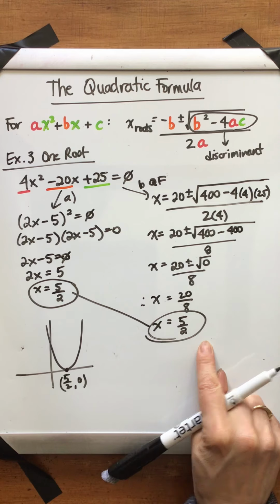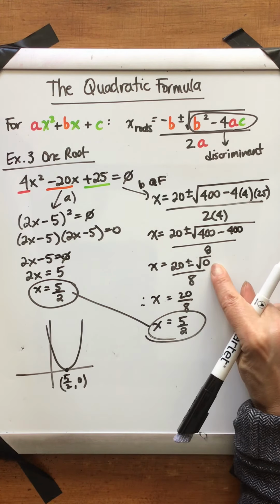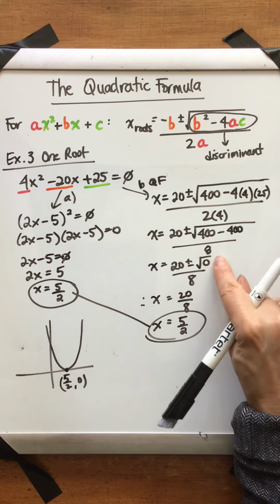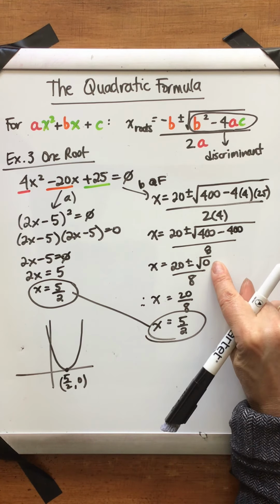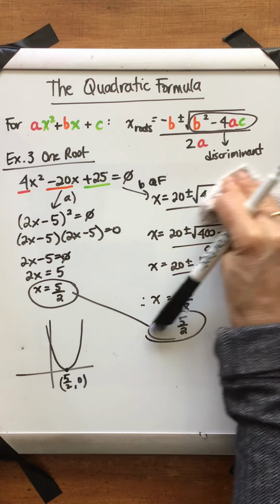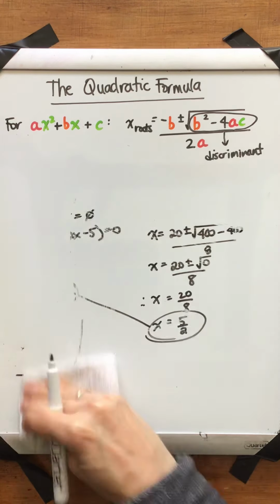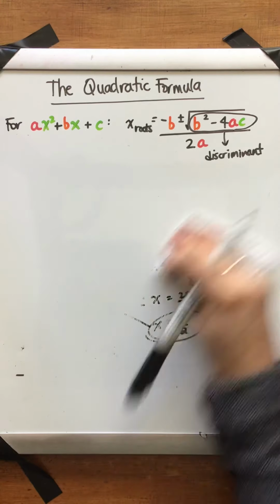So isn't it interesting that when the discriminant goes to a value of 0, we end up with one root. When it was a positive value, we ended up with 2 roots. So this leads us very nicely into one more example. What happens if we have no roots? What's that going to look like when we use the quadratic formula?